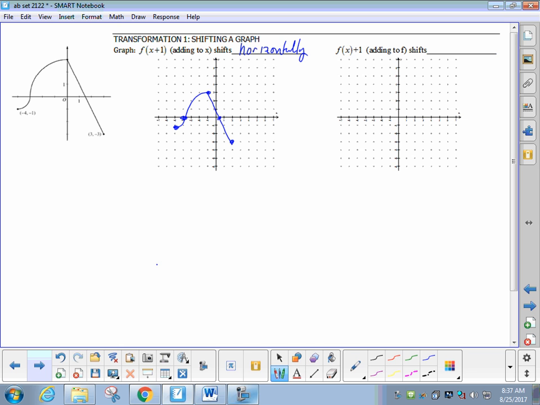You agree? Okay, try the next one, which is obviously different. Adding to one outside the function is changing the function, which is changing y, and therefore a vertical shift. Okay, shifts vertically. See if we agree.